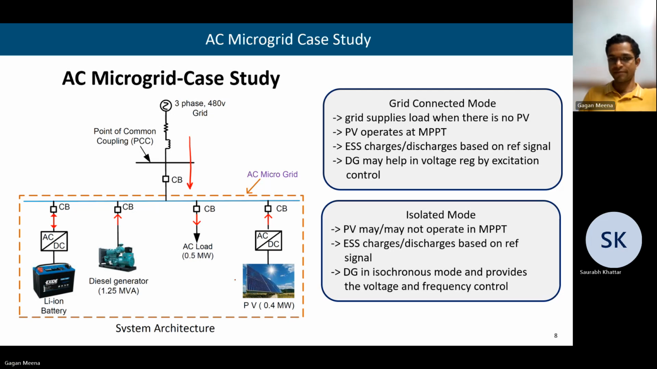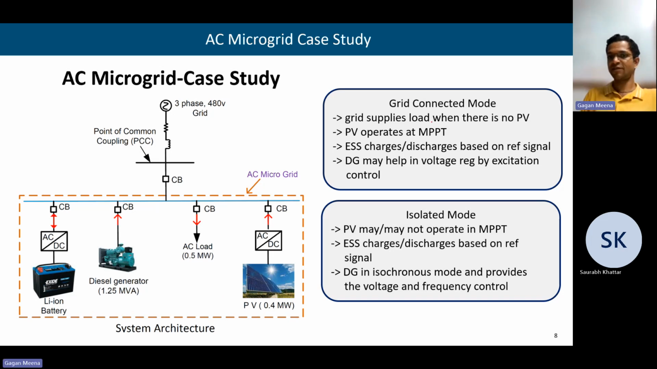Whatever we can extract from solar, we would like to extract the maximum and try to charge the battery. So here PV will operate at its maximum power point. And because the load is more than PV alone can satisfy, we will always require supply from the grid or from the battery or diesel generator. So here the PV generator can charge the battery.